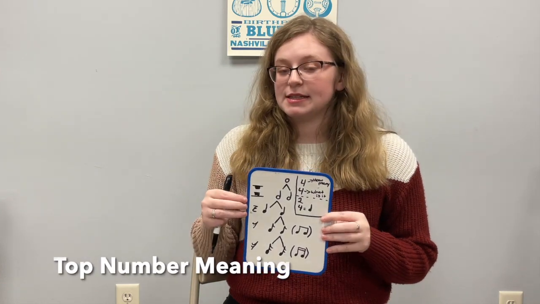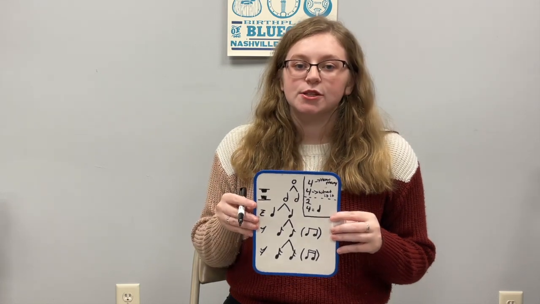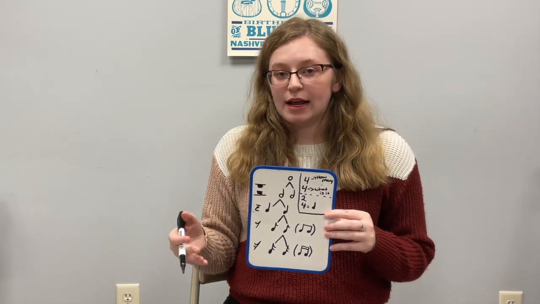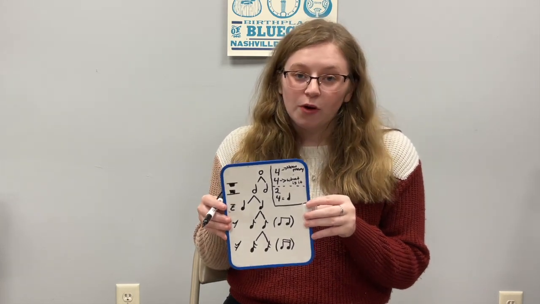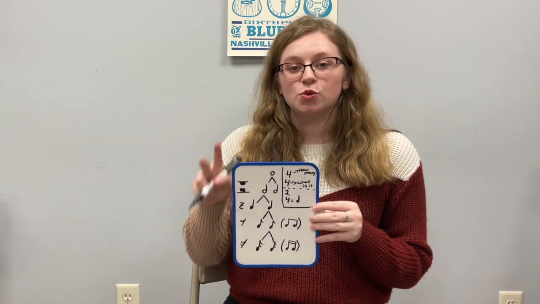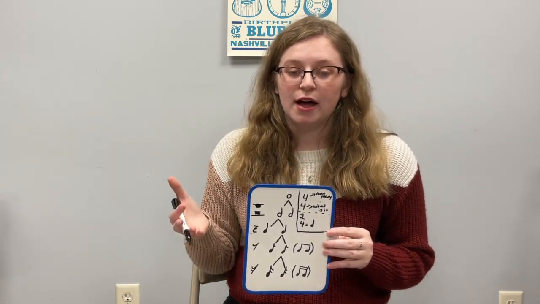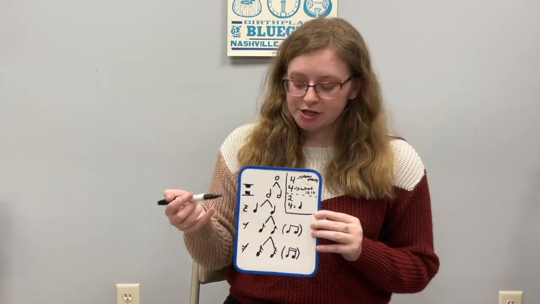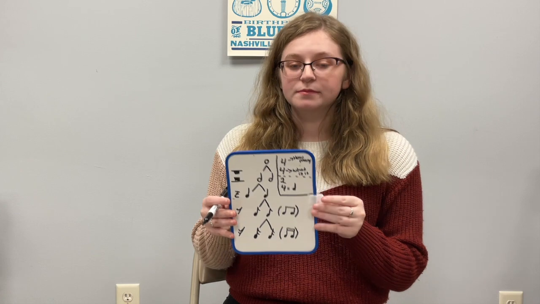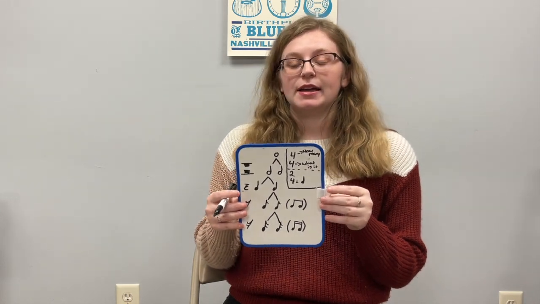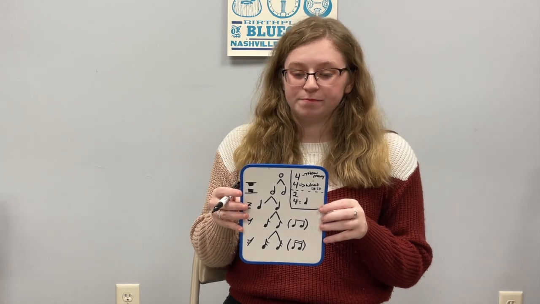Next thing I'm going to discuss is the top number of a time signature. The top number tells you how many of the beat unit you're going to have in each measure. So in 2/4, you are only going to have 2 quarter notes per measure. So the highest note value you can have in a 2/4 measure is a half note because it equals 2 quarter notes. Now in 4/4, that means that you're going to have 4 quarter notes per measure.